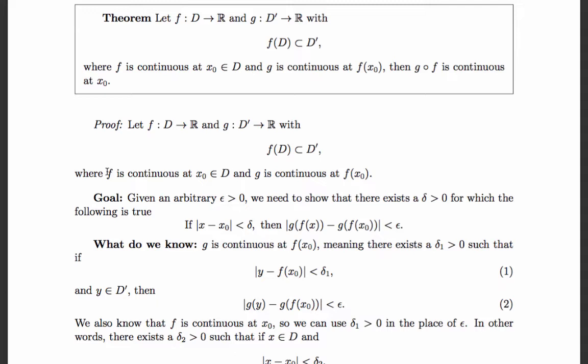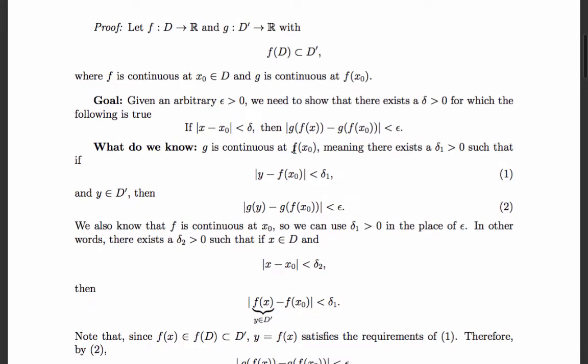Well, given an arbitrary epsilon greater than zero, we need to show that there exists a delta for which the following is true. If |x minus x naught| is less than delta, then |g of f of x, which is g composed with f evaluated at x, minus g of f of x naught| is less than epsilon. Okay, if this is true, then this is true. Okay, so what do we know?